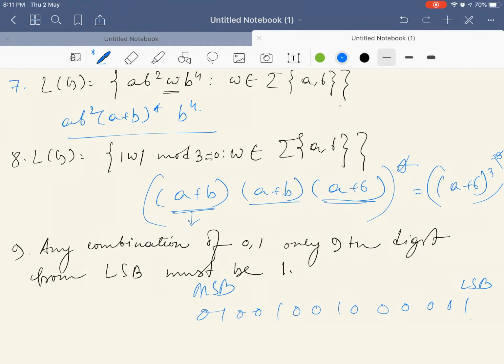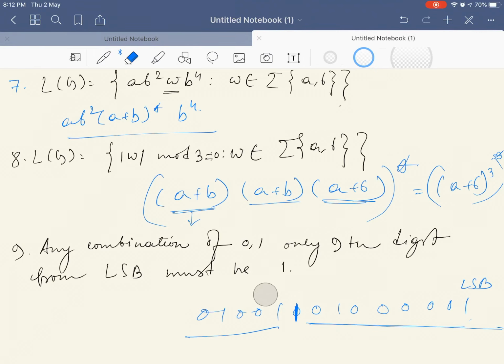Now from the LSB position, let us count what is my 9th digit, and in between, the digits may be any number, either 0 or 1. So 1 2 3 4 5 6 7 8 9. So the 9th digit must be 1, and before the 9th digit the rest of the 8 digits may be any combination of 0 and 1, and after the 9th digit there may be any combination of 0 or 1. So how to assure that? It is also very simple.